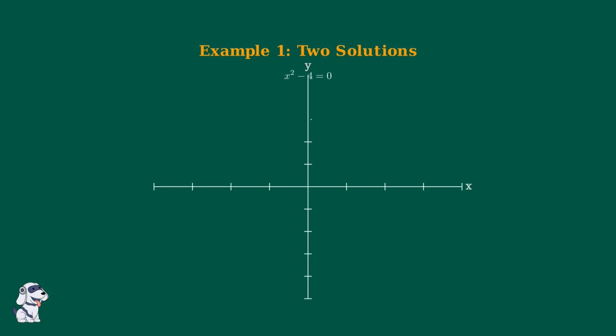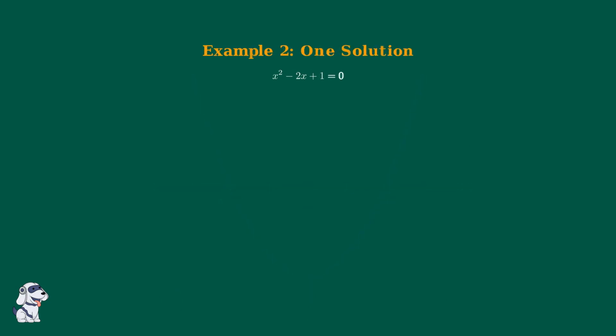First, we set up our coordinate system with x and y axes. Now we plot the parabola y equals x squared minus 4. Notice how this parabola opens upward and crosses the x-axis at 2 points. The x-intercepts occur at x equals negative 2 and x equals positive 2. These are our solutions. We can verify negative 2 squared minus 4 equals 0 and 2 squared minus 4 also equals 0.